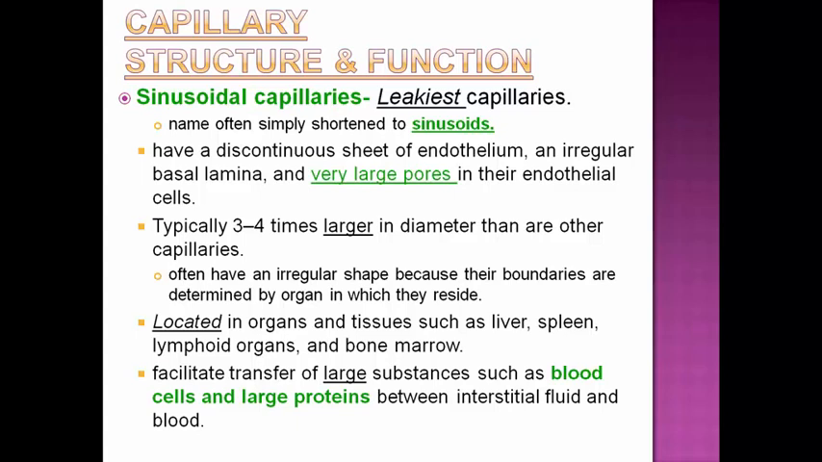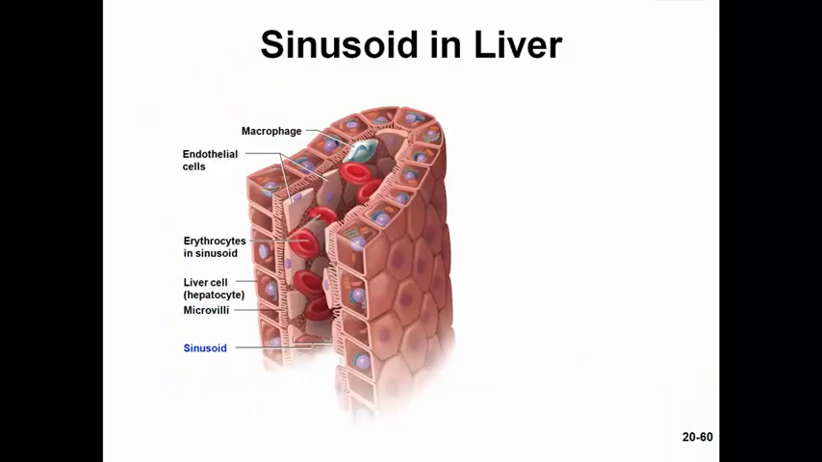So we know that the sinusoids will facilitate transfer of these much larger substances like large blood cells, like these large transport proteins, albumin. I've already mentioned the clotting factors, and that exchange can happen between the interstitial fluid and the blood. So again, the sinusoid in the liver, you have the hepatocytes, which are the liver cells, cuboidal cells with microvilli. They can secrete substances into the sinusoid area, or things can leave the blood and get into the tissue to be detoxified or to be taken care of.